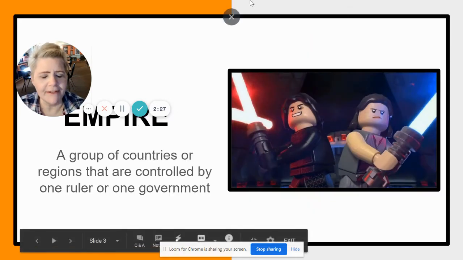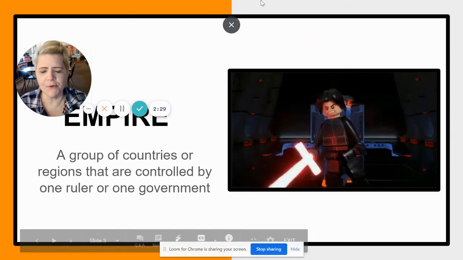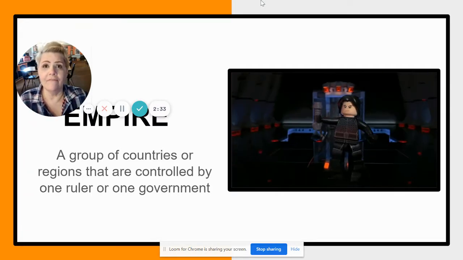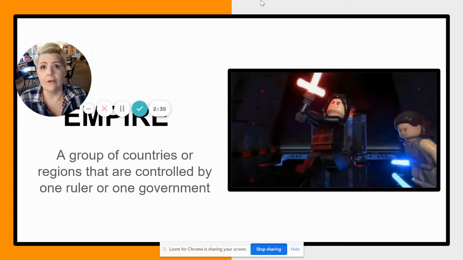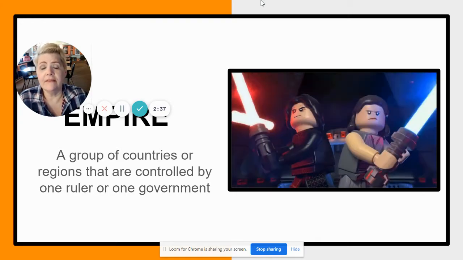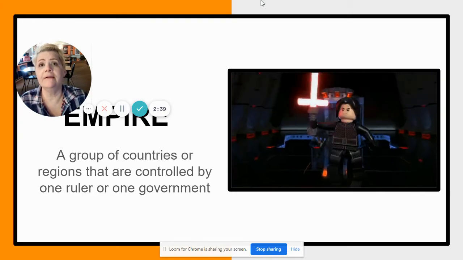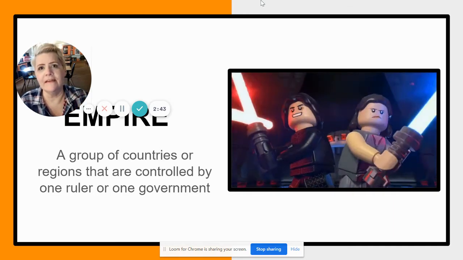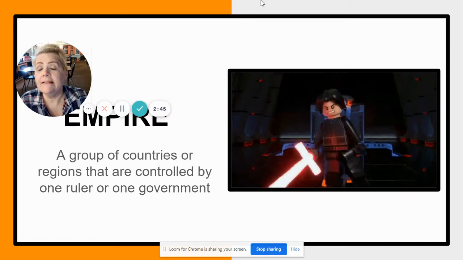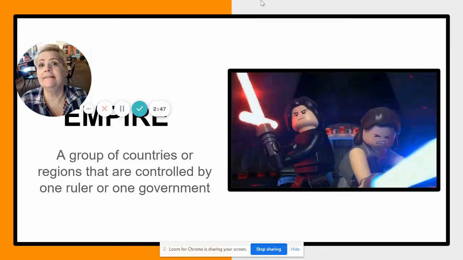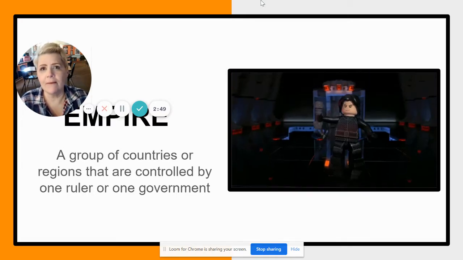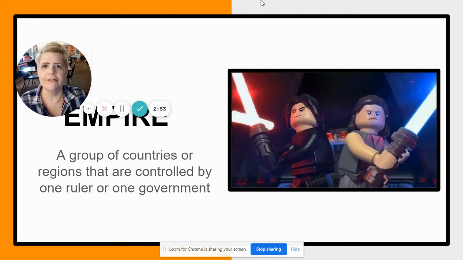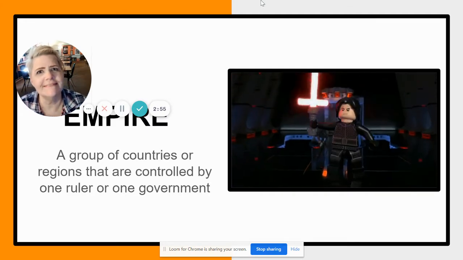An empire is a group of countries or regions that are all in the same area of the world that is controlled by one person. Thus, we studied the Roman Empire, the Mongolian Empire. We studied the kingdoms, the Ghana kingdom, the Aksum kingdom, Zimbabwe. Literally, all of those were empires, and they were all controlled by one person.